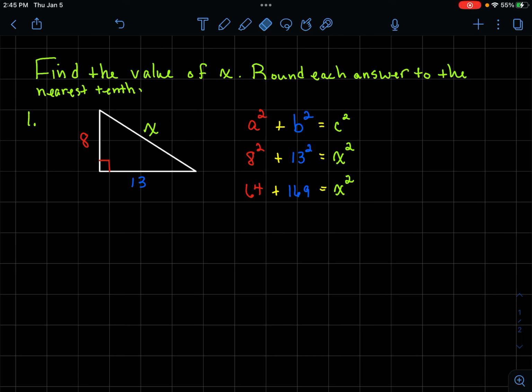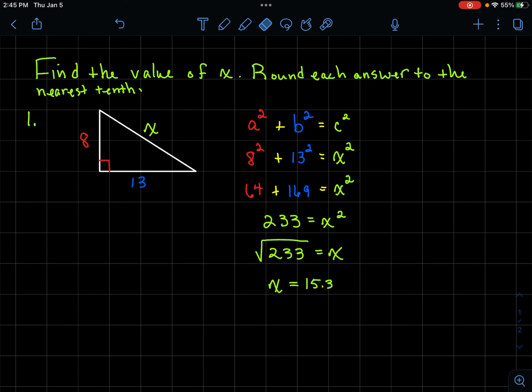Add up the 64 and 169, that gives us 233. That's what x squared is equal to, so all we need to do now is simply square root both sides of the equation. And the square root of 233, we typed it into our calculator, do a little bit of rounding, and that tells us that x would be equal to 15.3. That would be the length of the hypotenuse for this particular triangle.